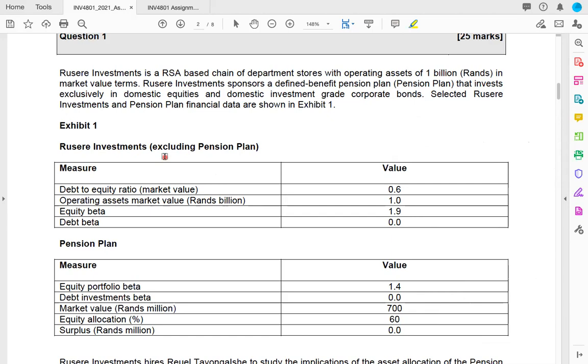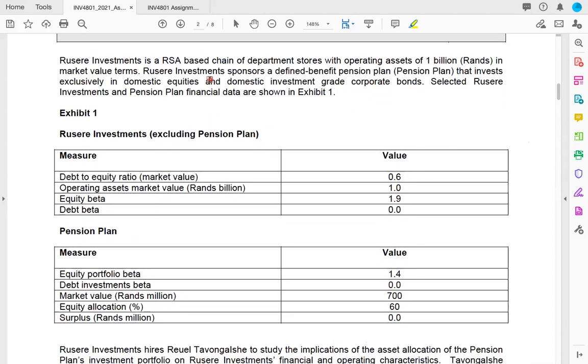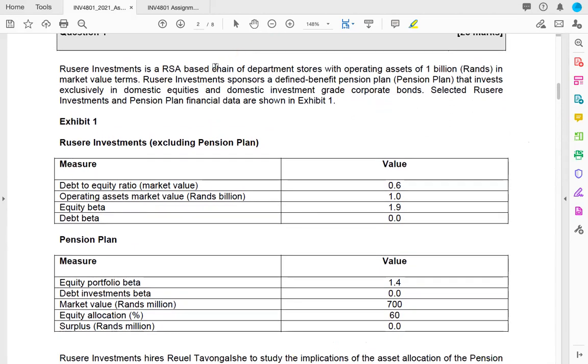So here, we just need to understand the information we've been given. We've been given the investments of Reseri, this chain of department stores. We've been told that the chain of department stores has a debt to equity ratio of 0.6. Please note a debt to equity ratio, right?